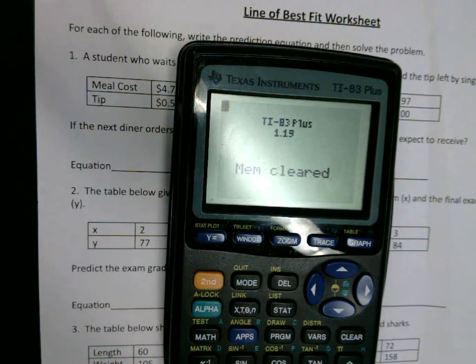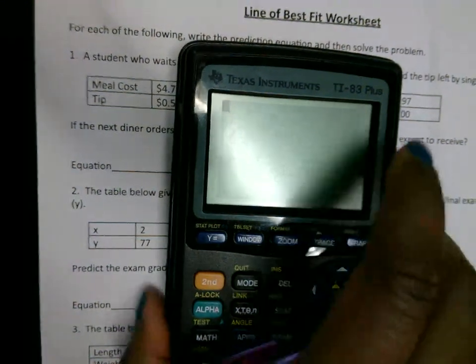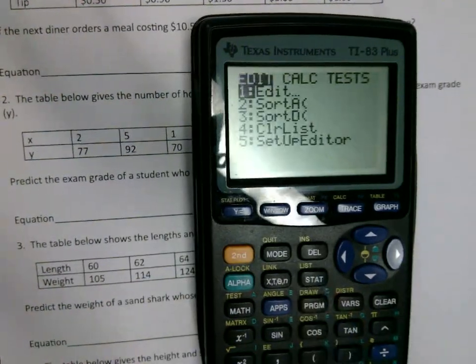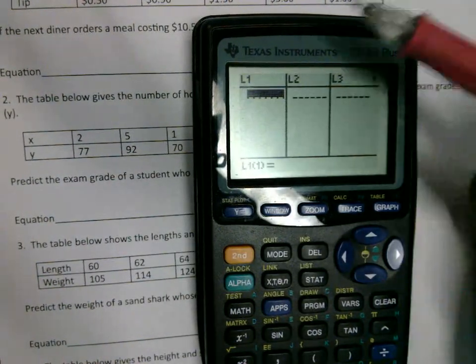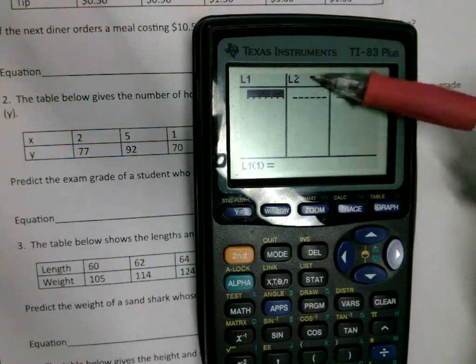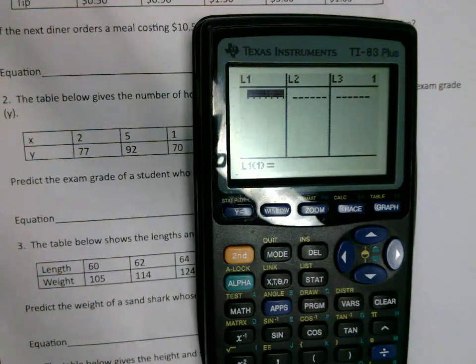We already did number 1, correct? Yeah. So now let's type in number 2. Where do we go in our calculator? We go to stat, press enter on edit. Which numbers are we going to type in under L1? The X values. Under L2? The Y values. Let's do that now, please.